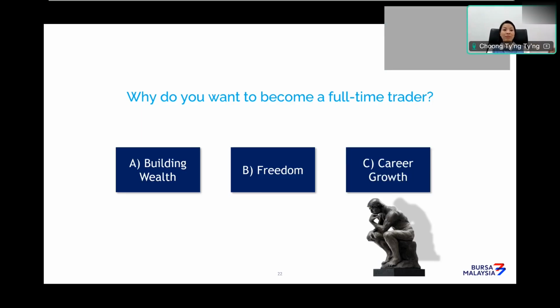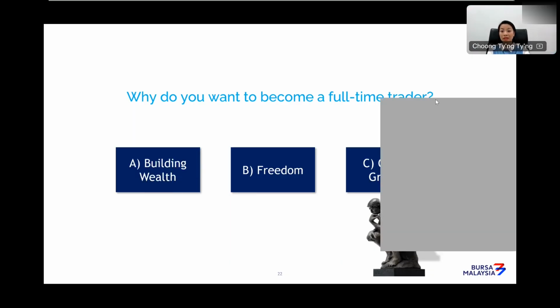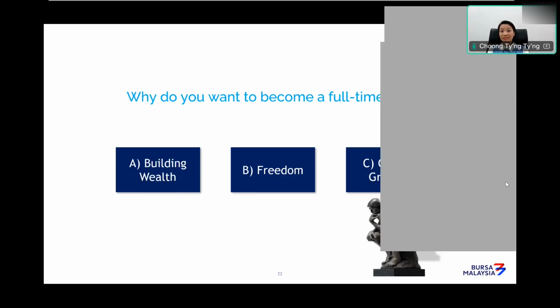If your option is A, just type in A. If your option is B, just type in B. And if your option is C, you can just type in C. Let me see your answer. Because the screen is very limited, I try to take out the chat box, but because of the incoming chat, I'm not able to adjust the chat box itself, but it's okay.